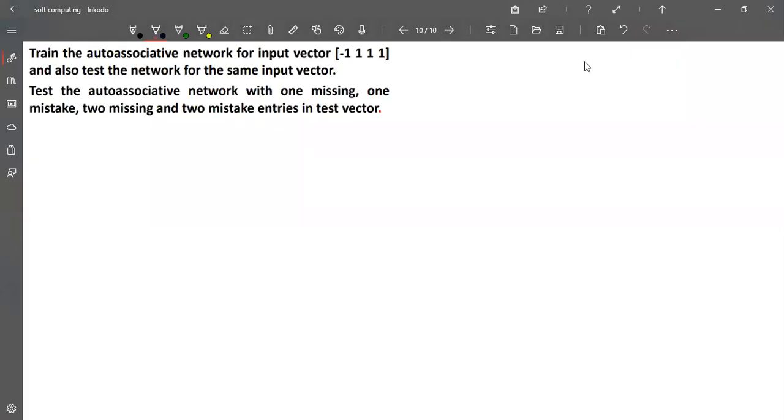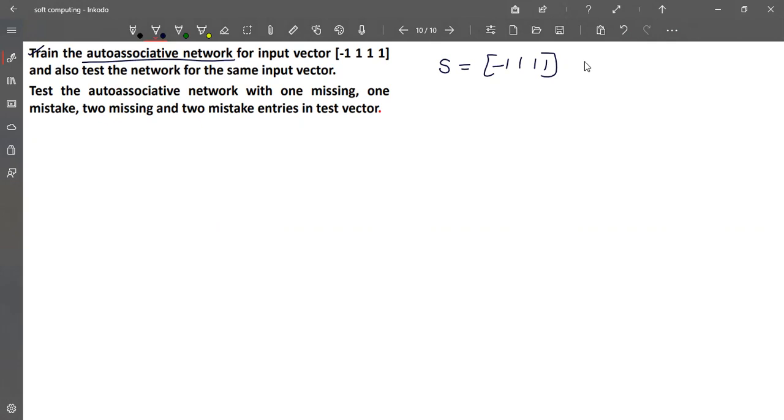Hi friends, in this video, let's see how to train a given input vector in an auto-associative network. So here is our question, and let's consider this given input vector as is, that is 1, 1, 1, 1. And what does this auto-associative network mean? The network in which the training input and target are the same. Such a network is called an auto-associative network.